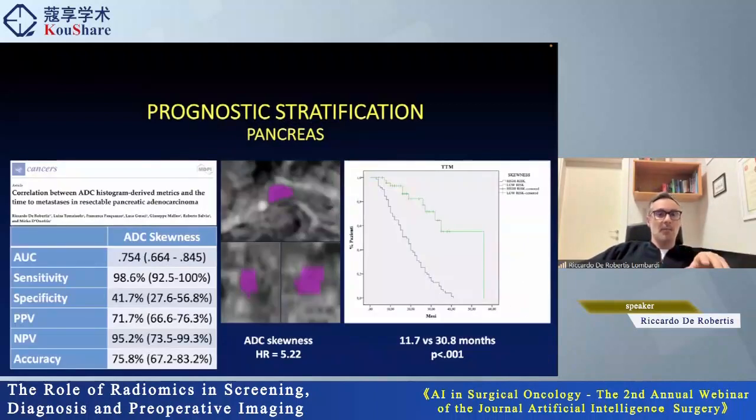This was another study based on MRI. We correlated the conventional magnetic resonance features and the metrics derived from the histogram analysis of apparent diffusion coefficient maps with the risk and the time to metastasis after resection in 120 patients with resectable ductal adenocarcinoma. And we found that the ADC skewness, which is representative of tumor heterogeneity, again, had a significant effect on the risk of metastasis and was also correlated to the time of metastasis. So this parameter may be predictive of worse prognosis after resection.